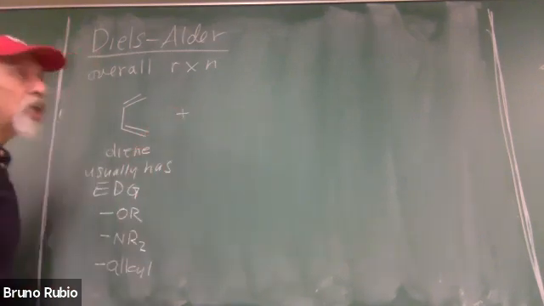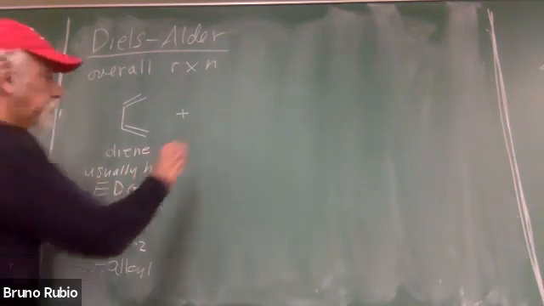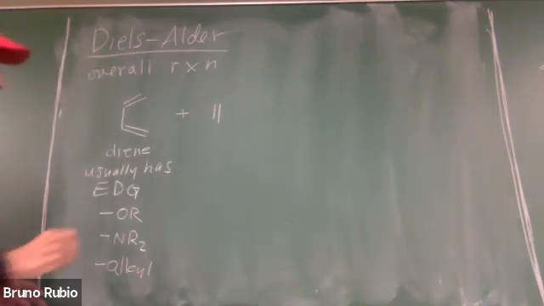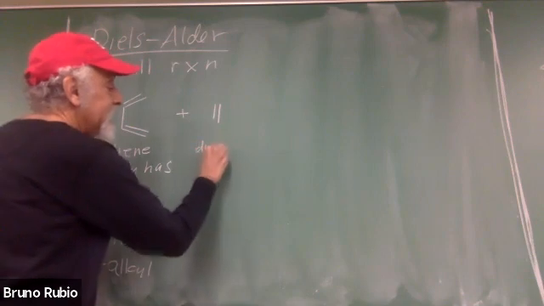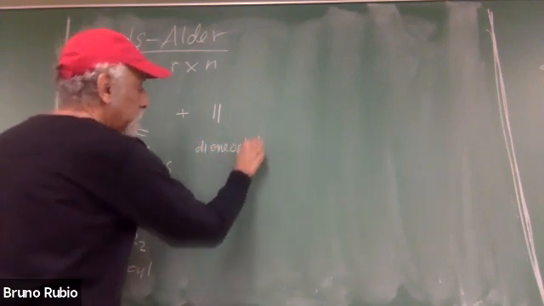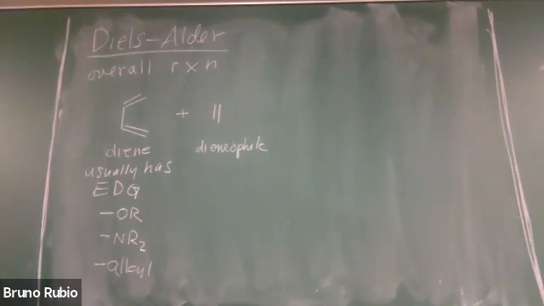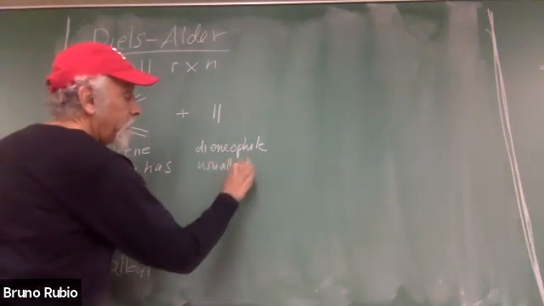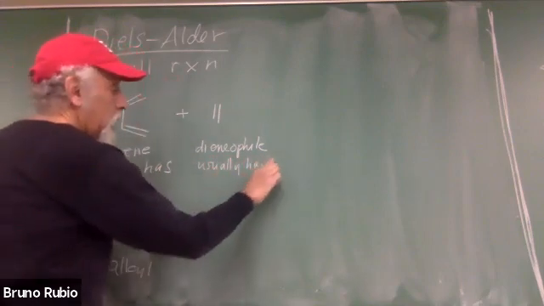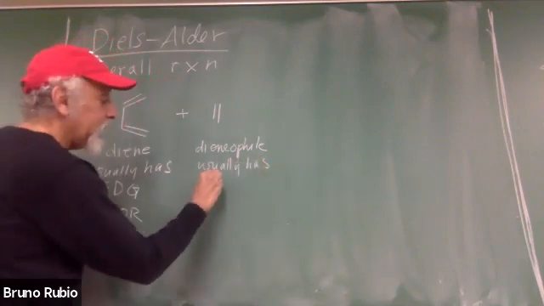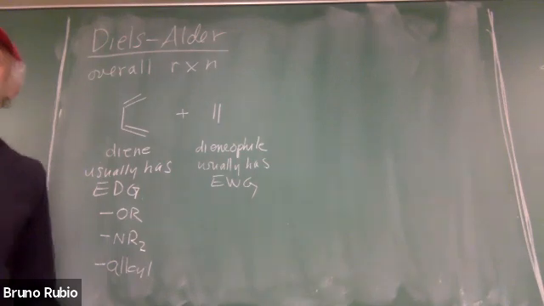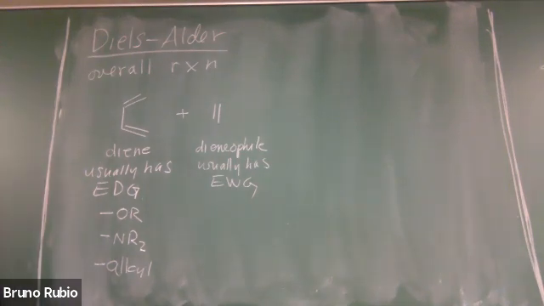Next component is called the dienophile. And the dienophile, in its simplest manifestation, is just going to be an alkene. This is the dienophile. And I don't want to get into too much detail right now. I'll get into it later. But the dienophile will usually have electron withdrawing groups, right? And electron withdrawing groups takes an awful long time to say, right? So I'm just going to abbreviate it, EWG.